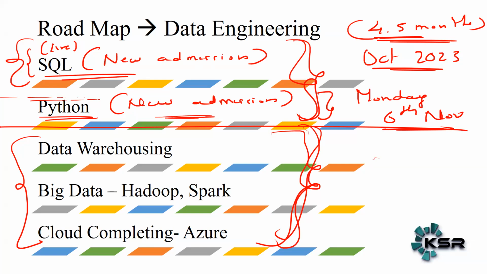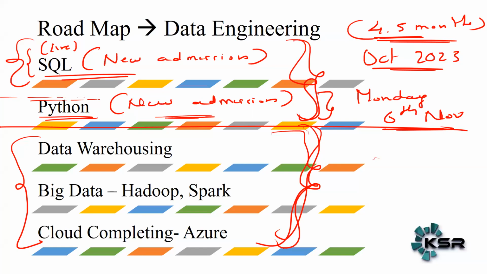Parallelly, you can also go with SQL, or if you are waiting to attend SQL, you can join any of the batches in SQL. With respect to KSR, we do have 4 to 5 batches that are happening. You can join SQL wherever you want. You can learn SQL, and from Python, you can learn here from Monday.